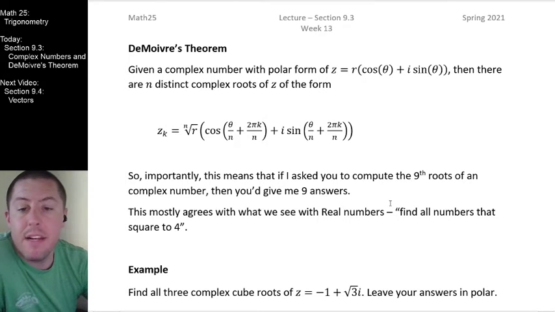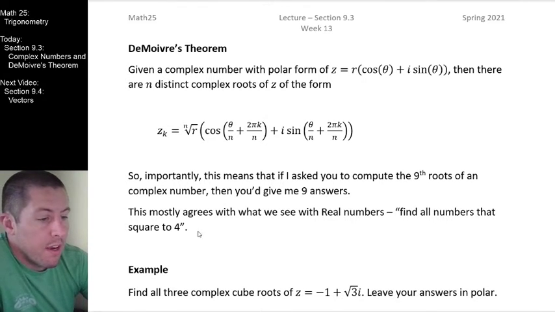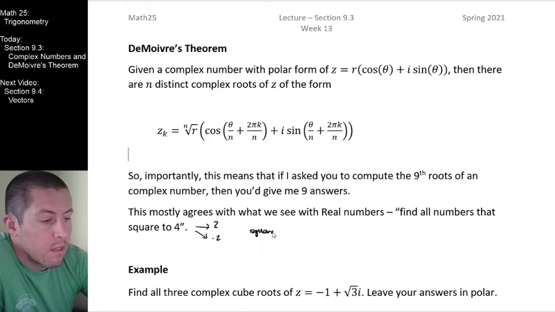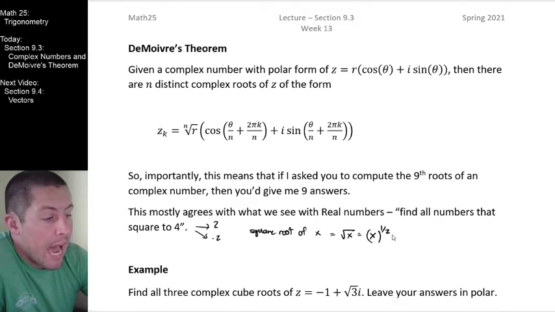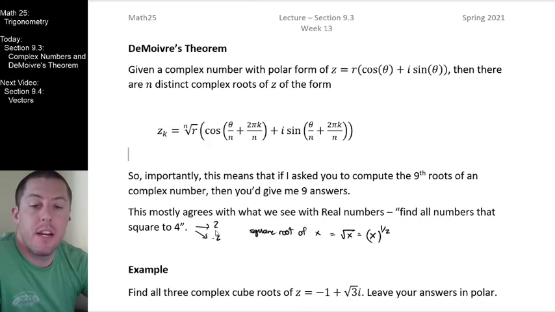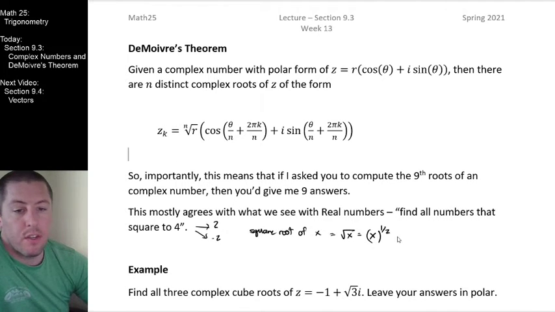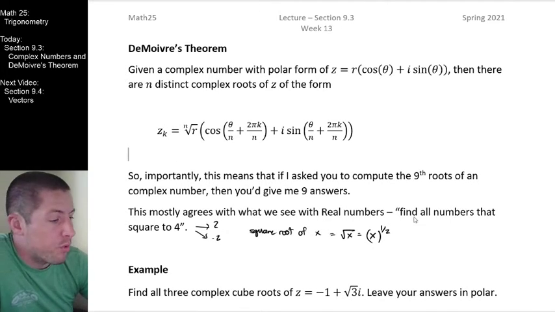If I said to you, find all the numbers that square to 4, then you would tell me that there would be 2 and -2. And the square root of x is the same thing as x to the 1/2 power.